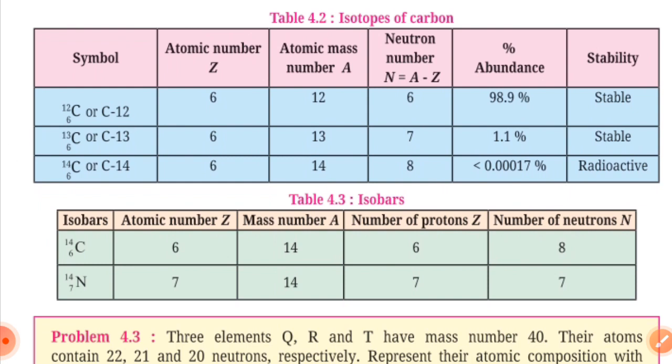Carbon-14, written as 14C6. Atomic number is 6. Atomic mass number A is 14. Neutron number N is A minus Z, which is 8. Percentage abundance is smaller than 0.00017 percent. Stability is radioactive.